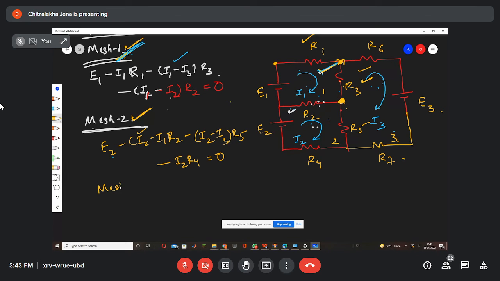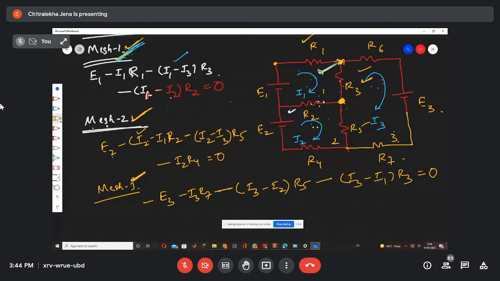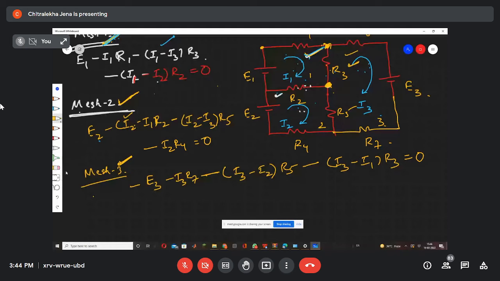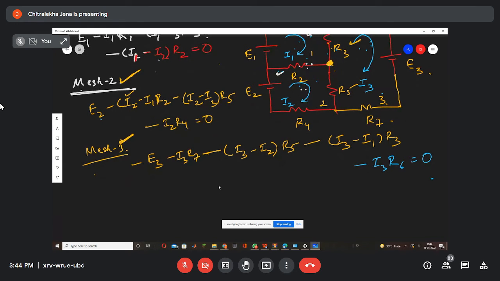Very good. Then mesh 3: minus E3, minus I3 R7. Don't put plus, write minus. Minus I3 minus I2 into R5. You will not write I2 alone, you are writing the equation for mesh 3. I3 minus I2 into R5, minus I3 into R6, equal to 0. Okay, now you are clear. How will you write down the mesh equation easily?